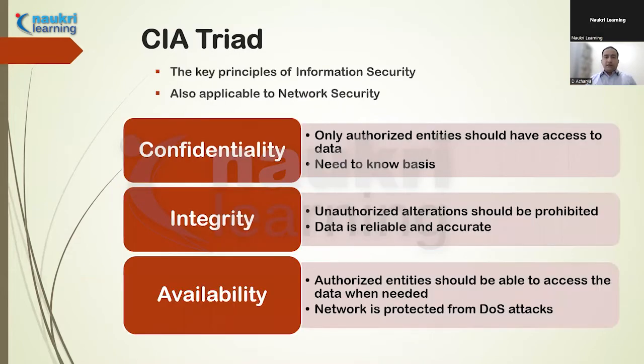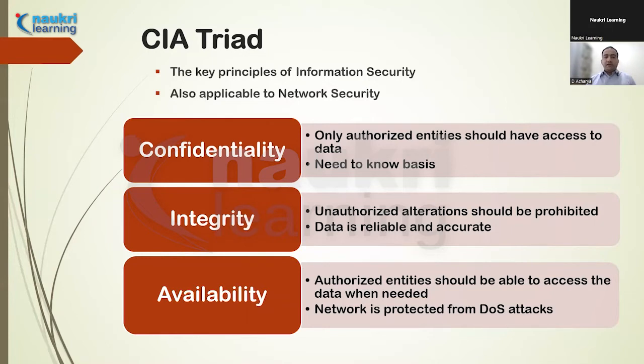Okay, so this slide talks about the CIA triad as we discussed in one of the previous slides. So CIA stands for confidentiality, integrity, availability. These are the key principles of information security. These are also applicable to network security. So confidentiality basically ensures that only the authorized entities should be able to access the data, and that too on a need to know basis. So the person who has a need to know the data or who is authorized to read the data should be the only one able to access that data.